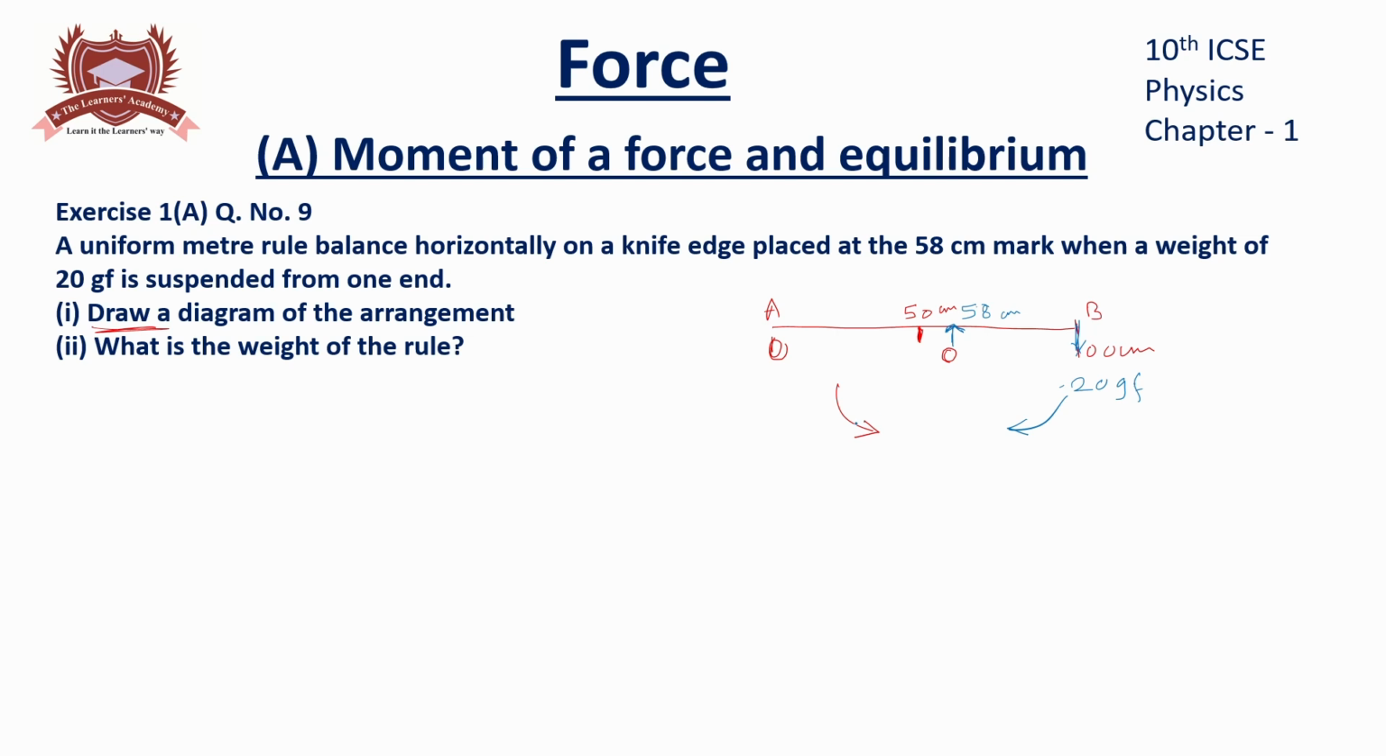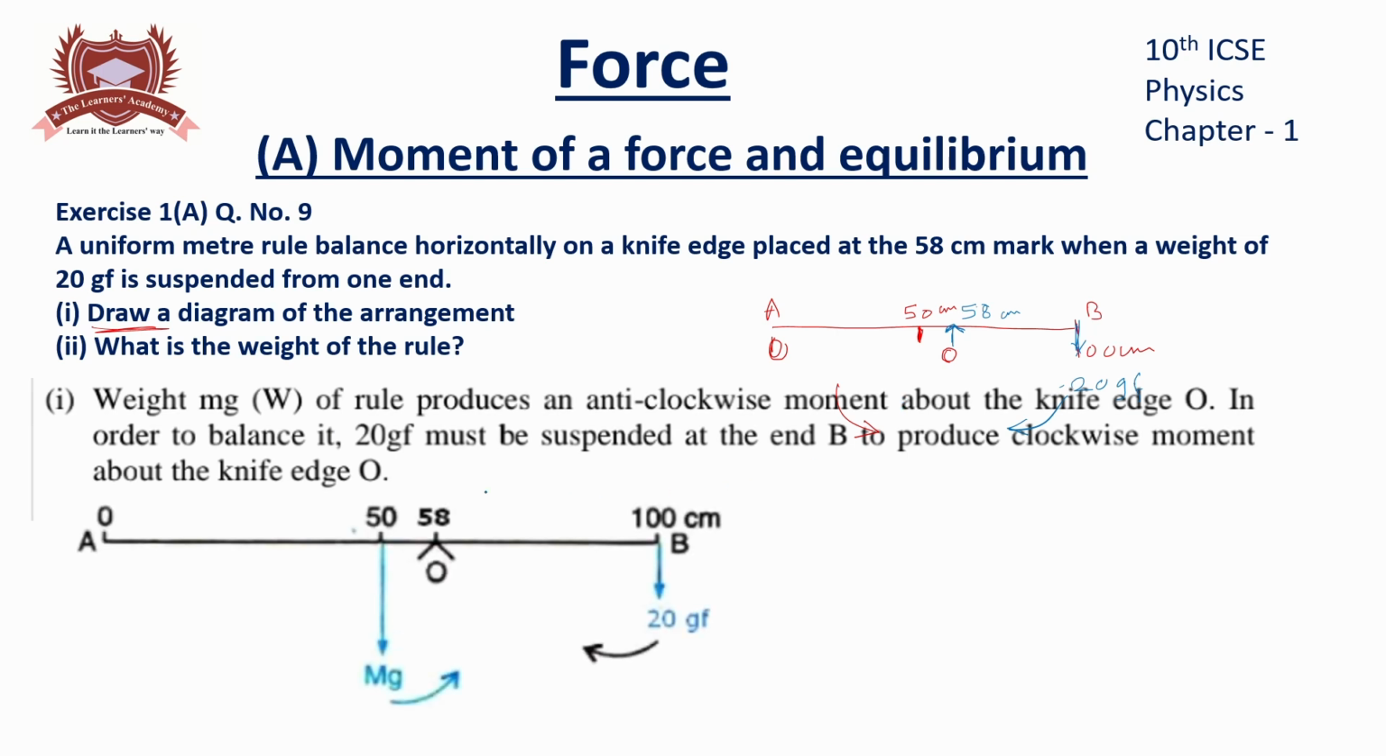So, let us draw a fair figure for this particular example. This would be the fair figure. Here we draw a straight line, 100 centimeters. Now our O is at point 58. mg is acting in the anti-clockwise direction like this, and the 20 gram force weight is acting in the clockwise direction. Now let us go ahead and check out the next part.